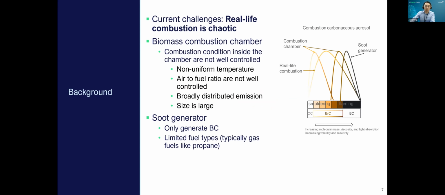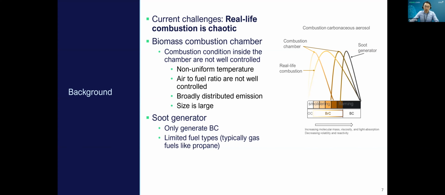One reason is that a major source of carbonaceous aerosols is combustion, and in real life, combustion conditions such as combustion temperature and air-to-fuel ratio are chaotic. For example, this curve represents the emission property of real-life combustion, which can cover a few orders of magnitude in their molecular mass, viscosity, light absorption properties, and also volatility.